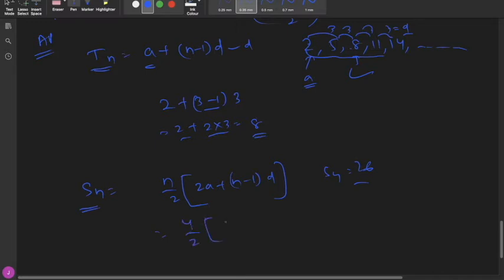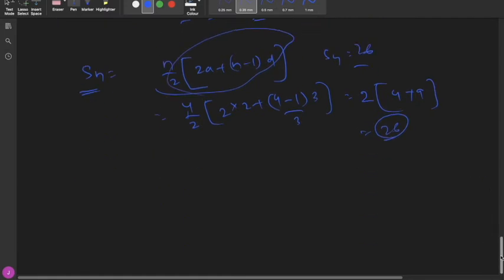So n is 4 by 2, and the a value is 2 into 2 plus the n value is 4, because we want to find out the sum of the 4 consecutive terms. 4 minus 1 into d value is 3. Solving this: 4 by 2 is 2, into 2 into 2 is 4, plus 4 minus 1 is 3, into 3. I will be getting 9. 4 plus 9 is 13, into 2 is 26. So this is the formula you have to remember.